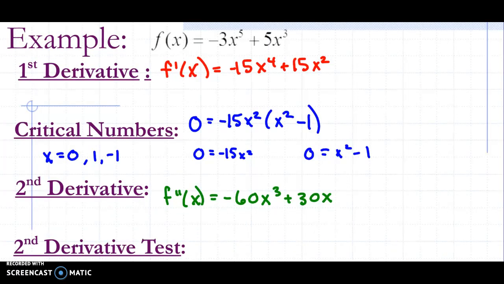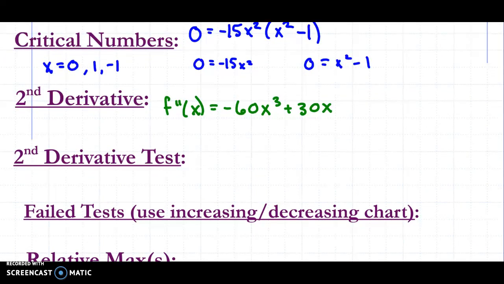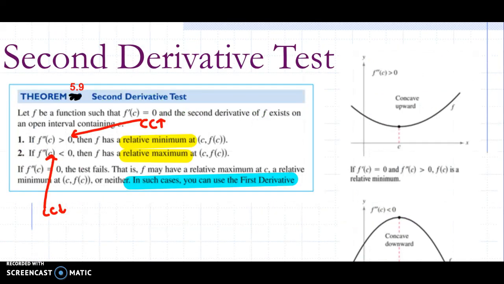So first derivative, nothing too crazy here. We get that f prime of x is negative 15x to the fourth plus 15x squared. To find our critical numbers, we set that equal to 0, and we get that the critical numbers are 0, 1, and negative 1. Second derivative, we get negative 60x cubed plus 30x. So let's check out the second derivative test. Now, remember, if we're just paging back here, we care about, at our critical numbers, is the second derivative going to be positive or negative?